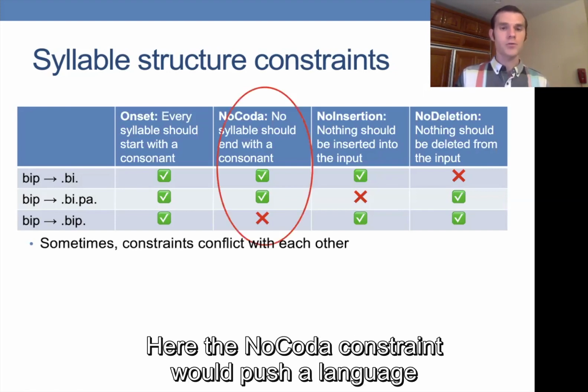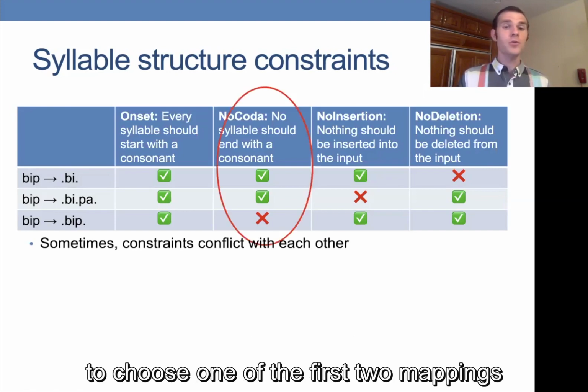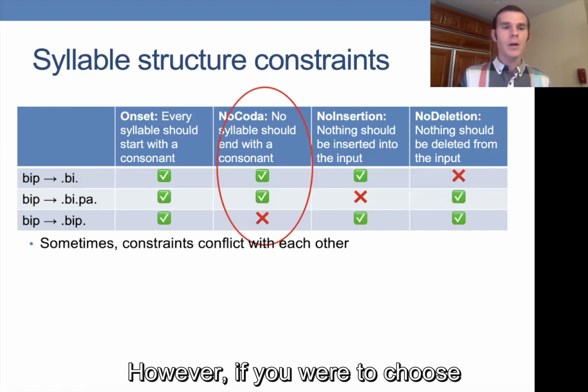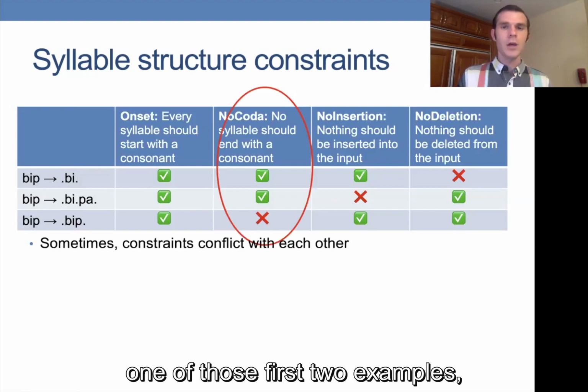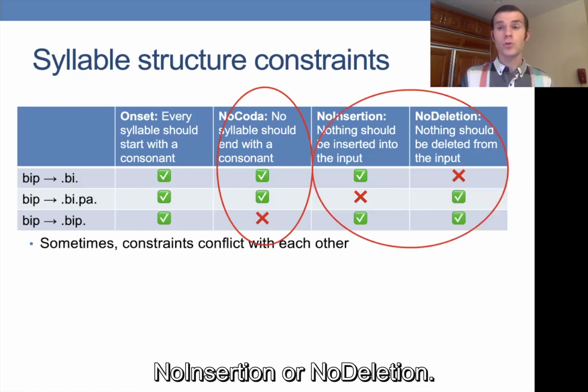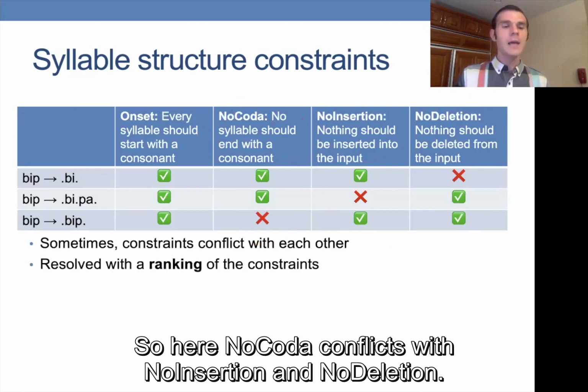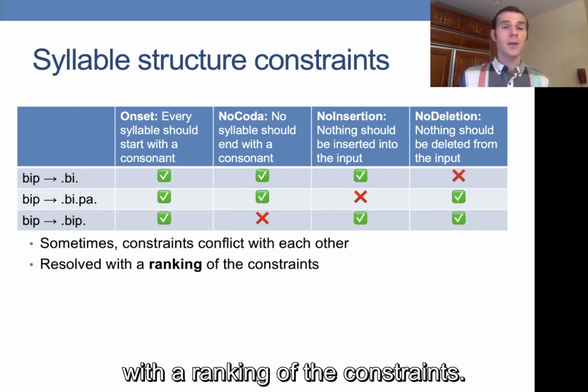Here, the no coda constraint would push a language to choose one of the first 2 mappings rather than the third one, which violates the constraint. However, if you were to choose one of those first 2 examples, you would have to violate either no insertion or no deletion. So here, no coda conflicts with no insertion and no deletion. Such conflicts are resolved with a ranking of the constraints.